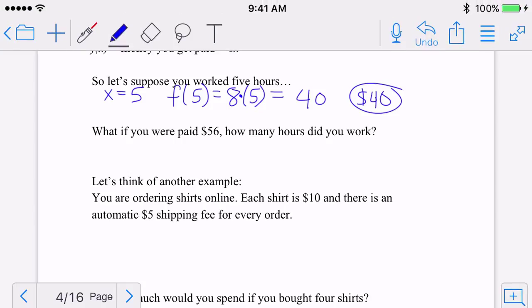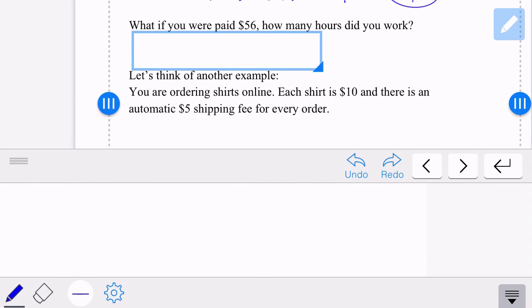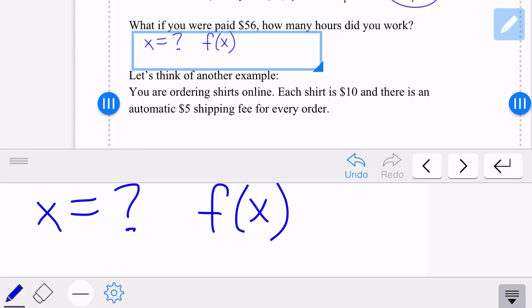Thinking of the switch of that, what if we knew how much money we got paid and we forgot how many hours we worked? So let's think about that. Let's say we got paid $56. How many hours did we work? How can we figure that out? So now we don't know what x is. We're trying to figure that out. But we know that our output, our f of x value, is equal to 56. And remember, that was equal to 8 times x.